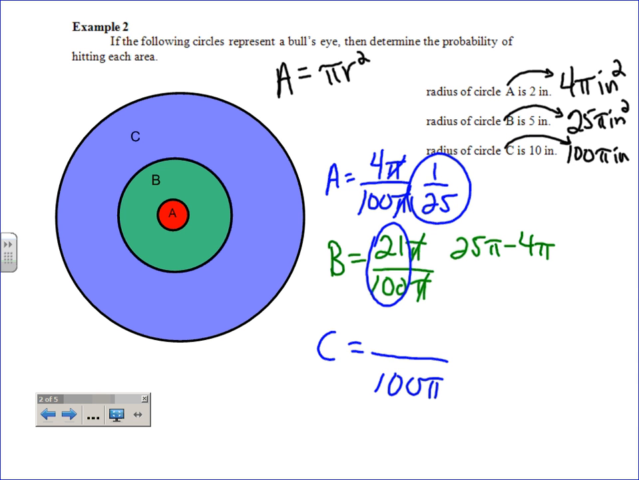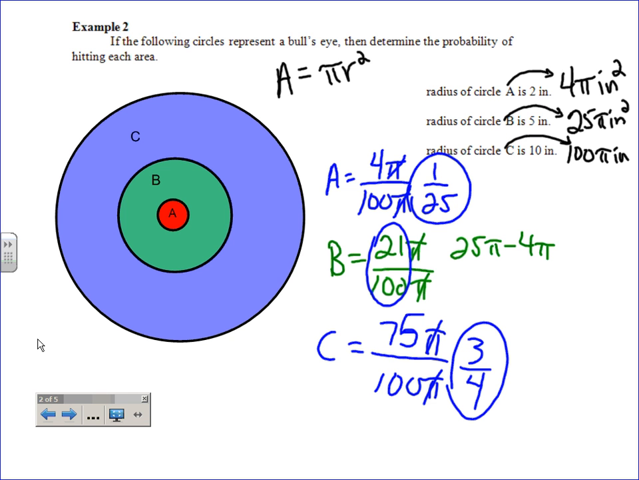So it would be 100 pi minus just the 25 pi, which leaves me with 75 pi. So 75 out of 100 reduces to 3/4. So they're saying I'm most probable to hit which region? The blue by a big margin.